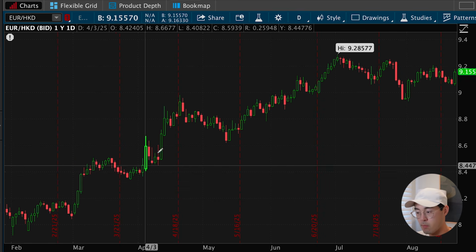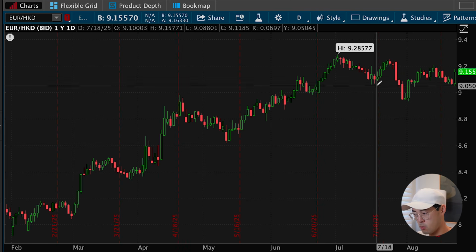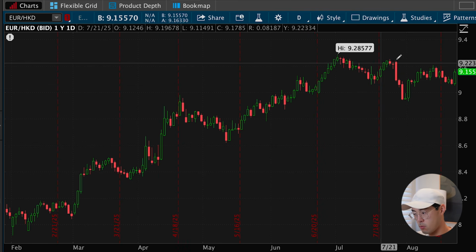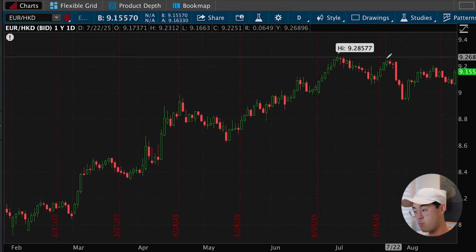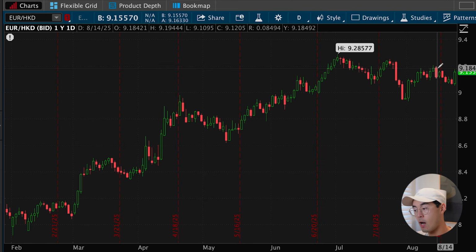This is our support level. Bounce back up. This is our new support level right here. Bounced up. Our new support level here. Bounced up into resistance. You see that resistance right here. Broke past our previous support. Now it's probably going to form a lower high, and it formed a lower high here and it bounced down.